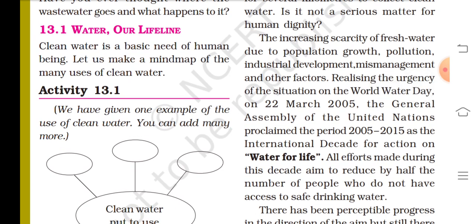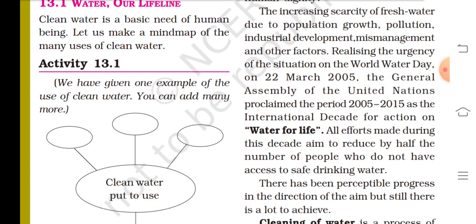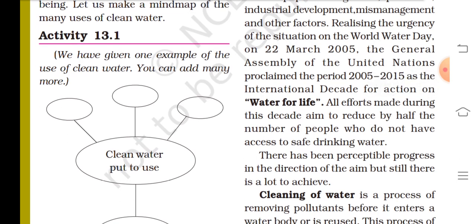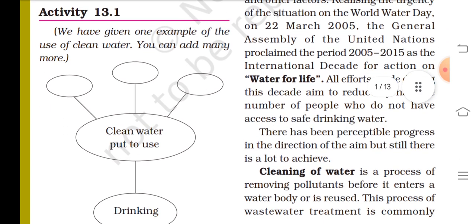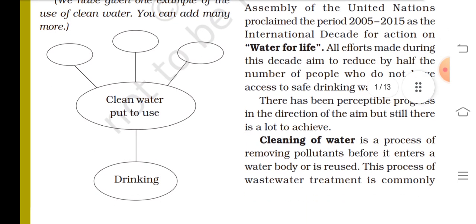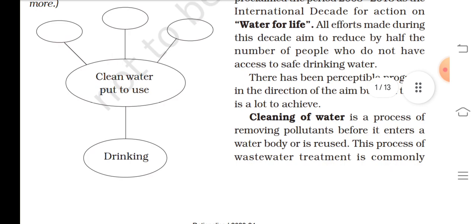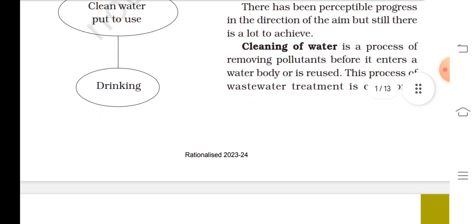Water, our lifeline. Clean water is a basic need of human beings. Let us make a mind map of the many uses of clean water. We have given one example of the use of clean water. You can add many more. Clean water is put to use for drinking.